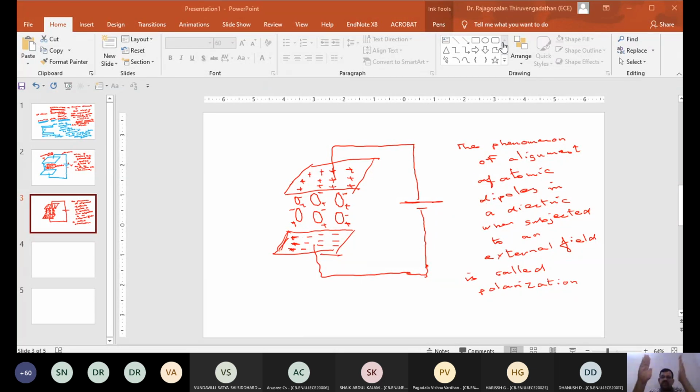So I have two plates, and I am connecting them to a battery DC source. When I connect to a DC source and the plates are separated by a dielectric, the dielectric molecules or atoms, depending on what kind of dielectric it is, get polarized. Due to the polarization, it induces opposite counter charges on the two sides of the plate.